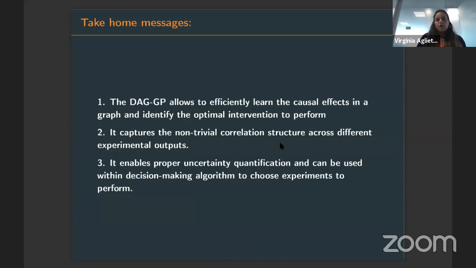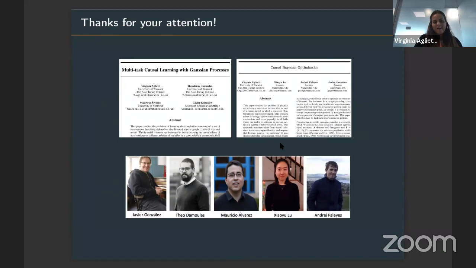So, take-home messages. The DAG-GP model allows us to efficiently learn the causal effects in a graph and identify the optimal intervention to perform. It captures the non-trivial correlation of these different functions that are defined on different experimental outputs. And it enables proper uncertainty quantification, which can be used within decision-making algorithms to choose experiments to perform. I'd like to conclude by thanking my amazing collaborators, Javier, Theo, Mauricio, Xiaoyu, and Andre. And these are the two papers that I spoke about today. Thank you.